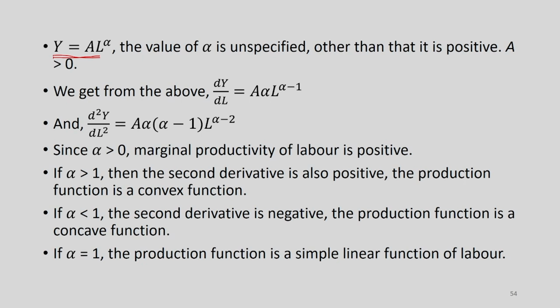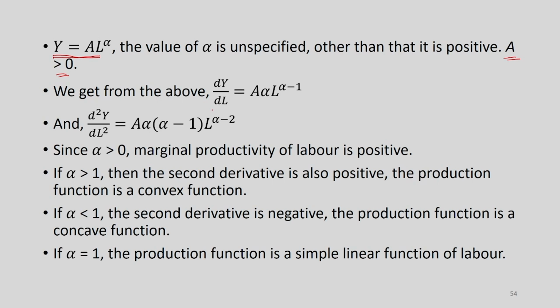Now, L to the power alpha is the labor term, and we are multiplying that with a parameter capital A. What do we know about capital A? Capital A is another constant like alpha, and we do not know its value. For A, at least we can say that A is greater than 0. We cannot say more than that. So, that is the general form of the production function that one can consider.